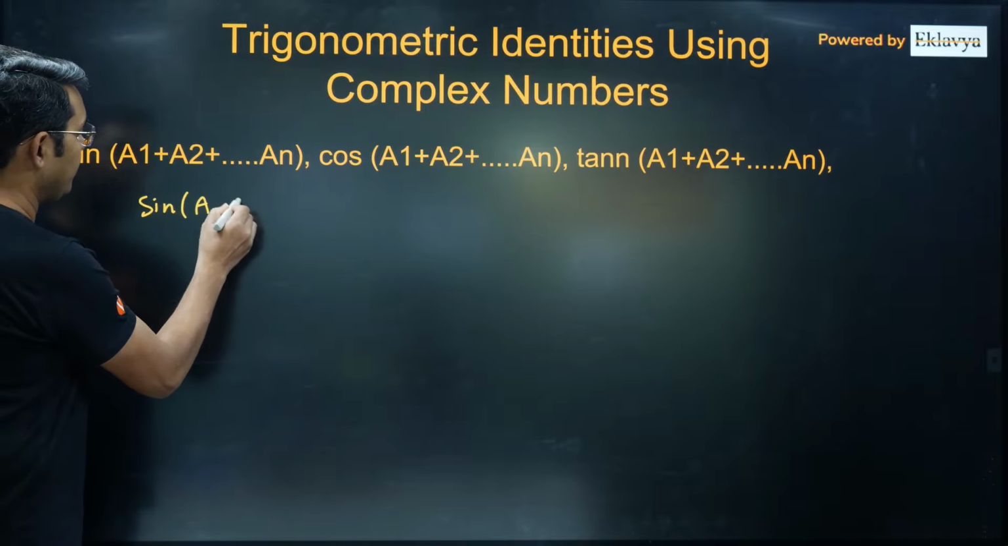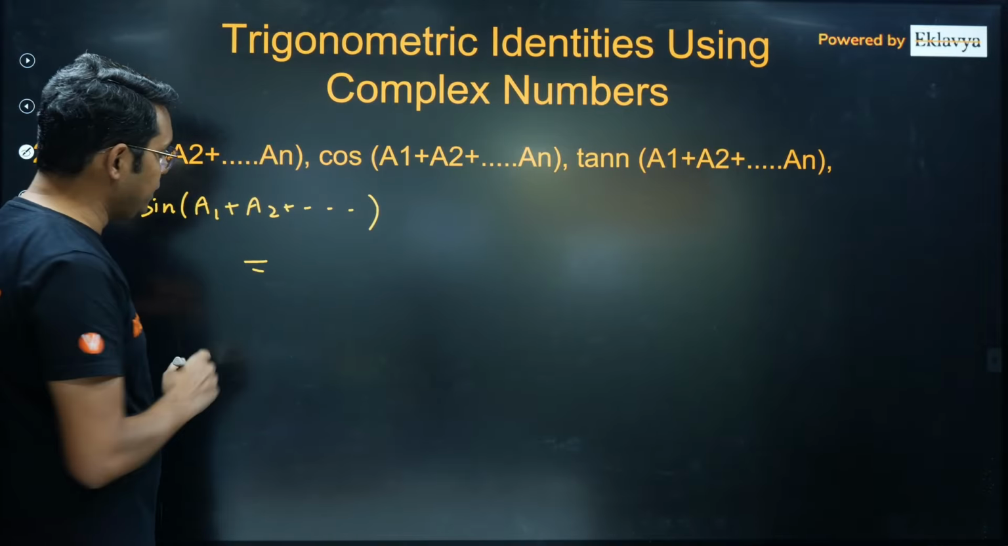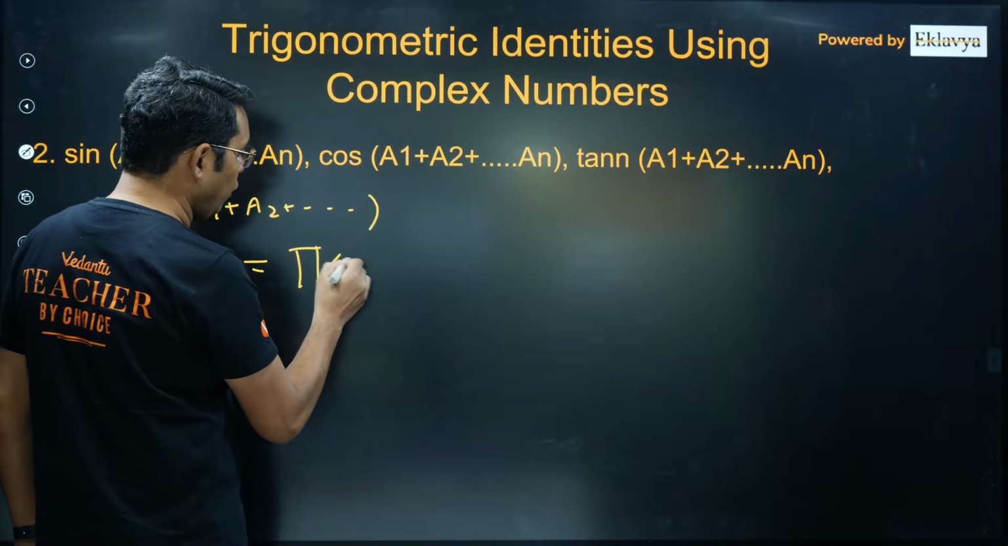Sine of A1 plus A2 and so on, that will actually be the imaginary part. So that will be again the product of all the cos.